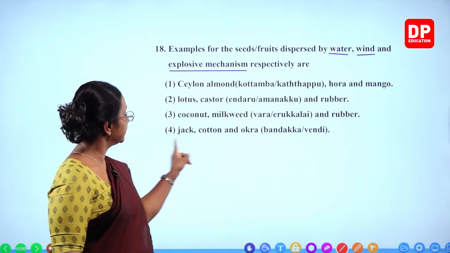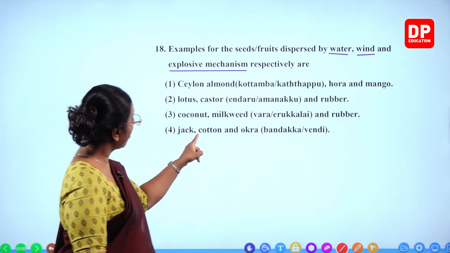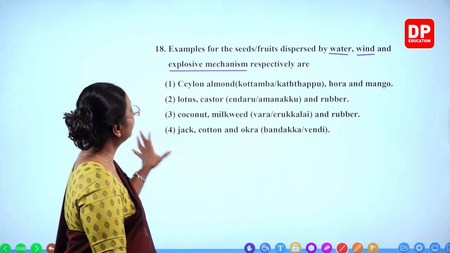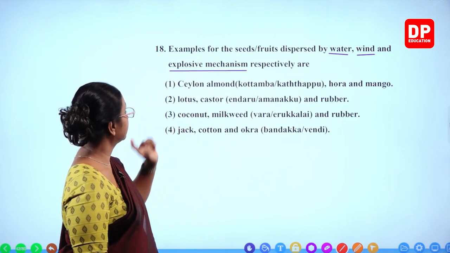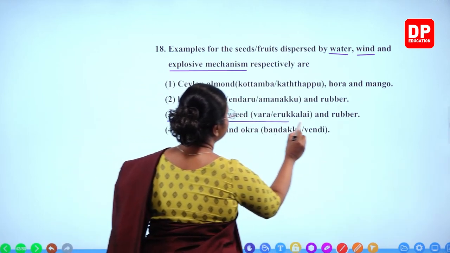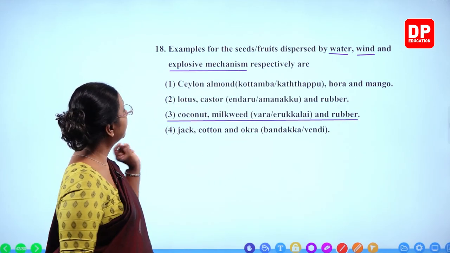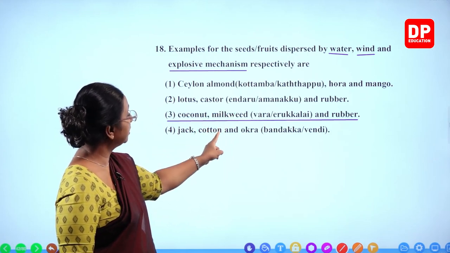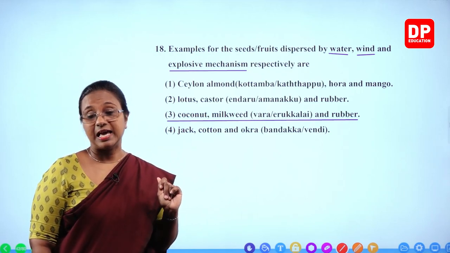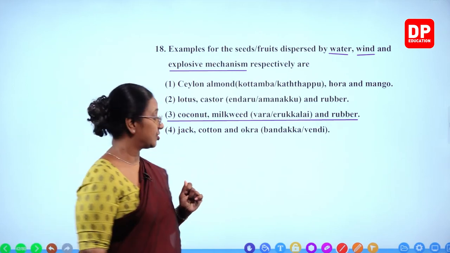So here the fourth answer, jack, cotton and okra. So jack is dispersed by animals. Cotton, yes, it is by wind. Okra is by explosive mechanism. But to give the correct order, water, wind and explosive mechanism, it is the third combination. So coconut, milkweed, that is vara or erukalai and rubber. So that gives the correct order. Coconut by water, milkweed by wind, and then rubber by explosive mechanism. Is that clear, students? So with that, I'll move on to the next question.